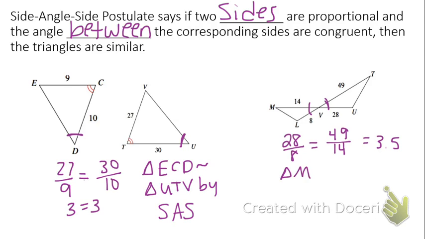So triangle MLV is similar to triangle TUV by side, angle, side.